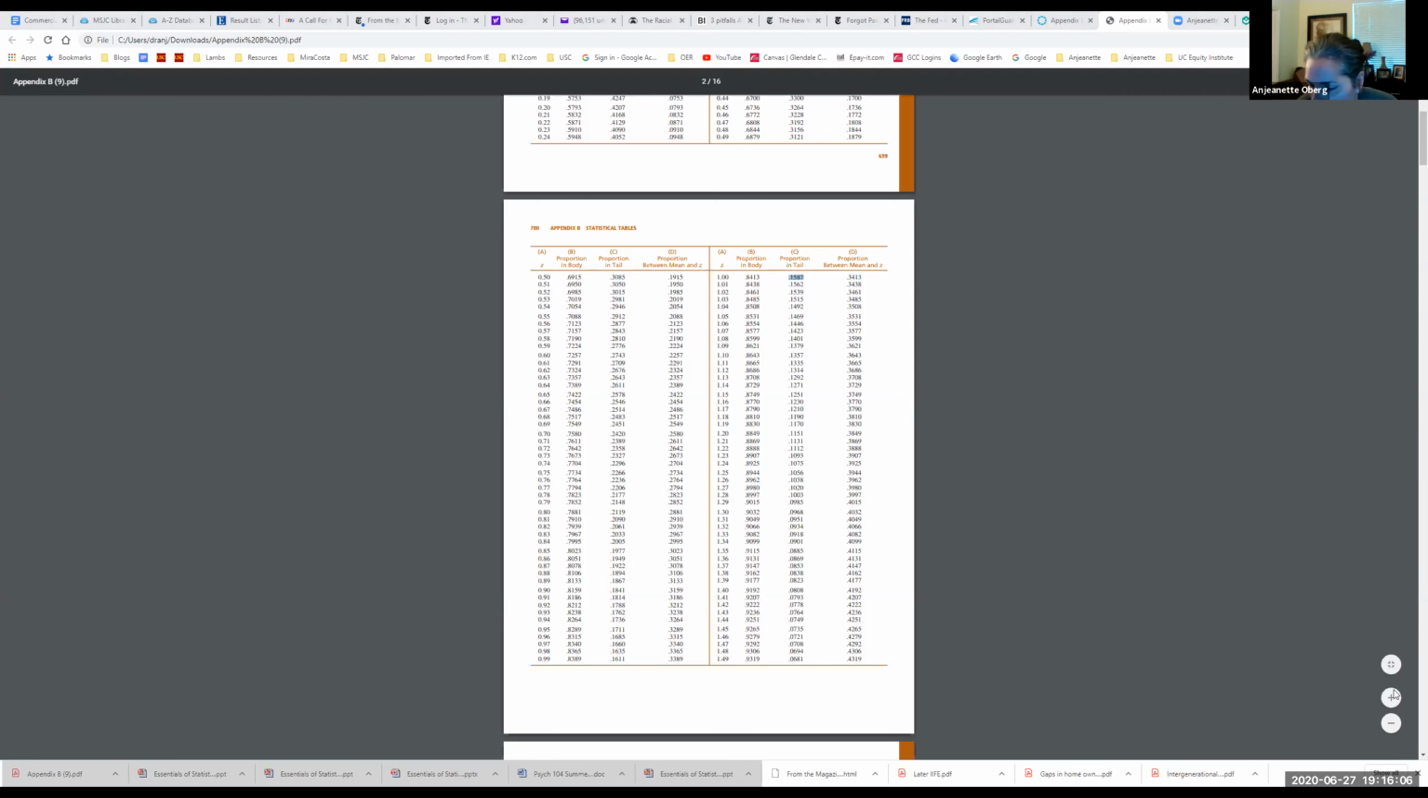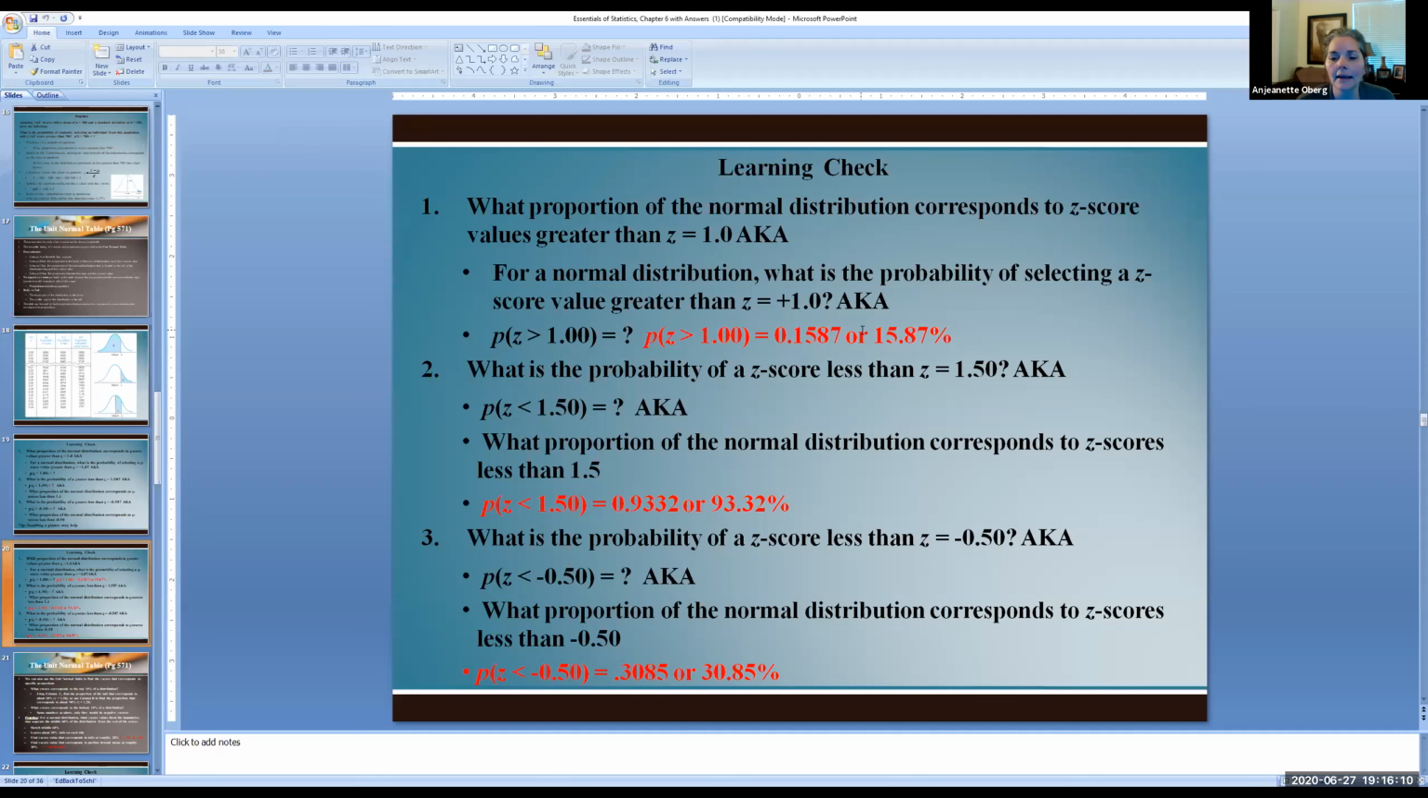And here we are. And there it is, 15.87%, okay? Now, what's the probability of a z-score less than 1.5? And it's asking me, yeah, less than 1.5.